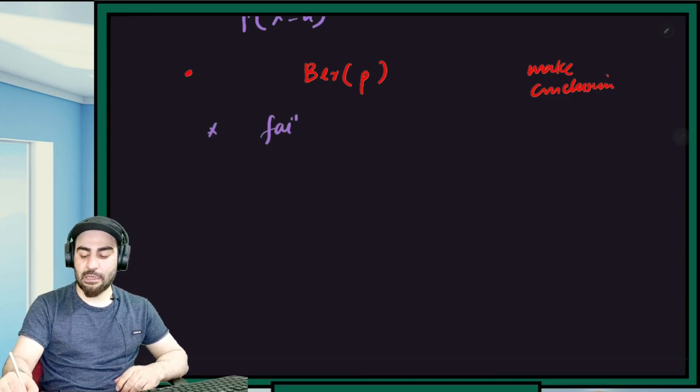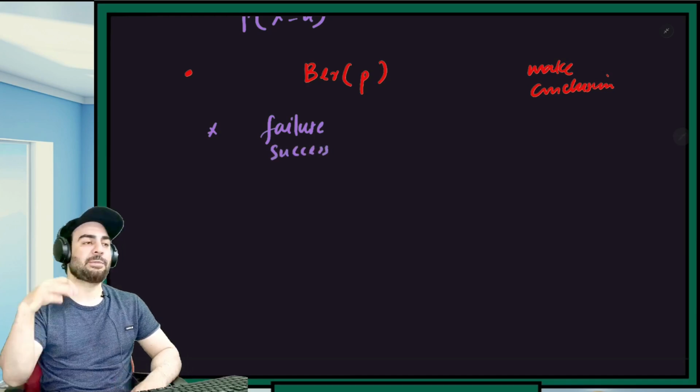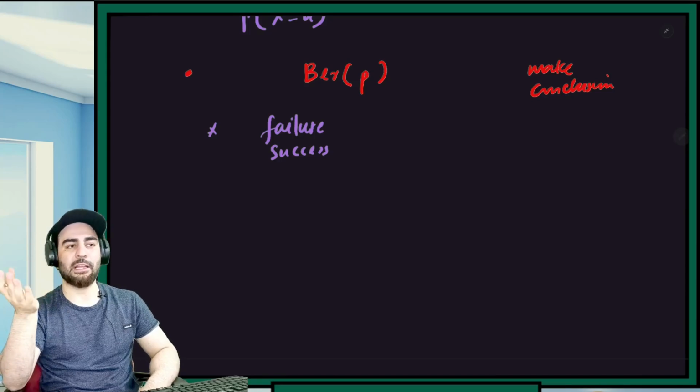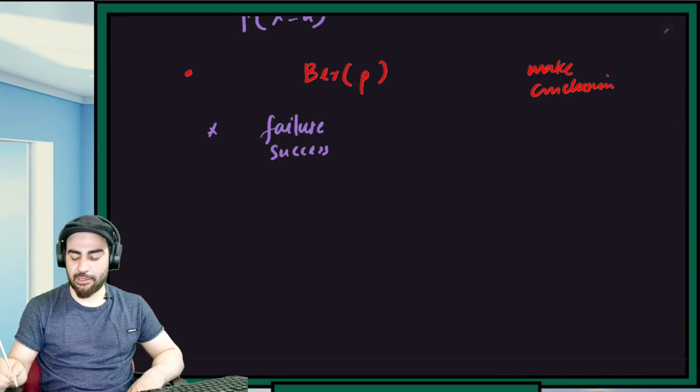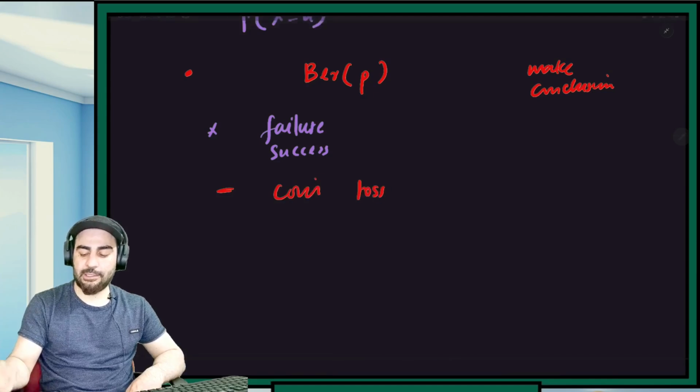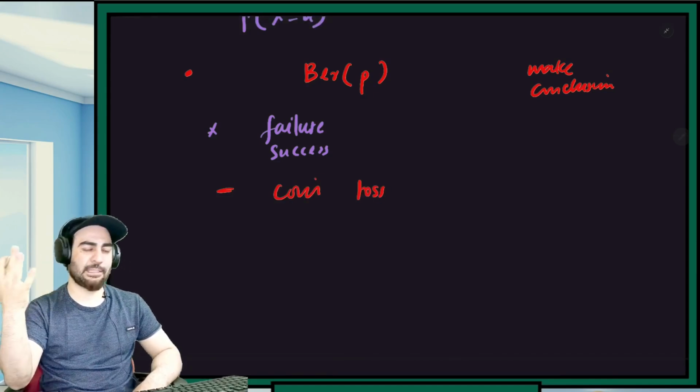So I said one important thing that you will keep on seeing in life is there will be some sort of failure or success. So many of the experiments can be modeled this way. There is a thing going on, and it can be modeled: either it will be a success or it will be a failure. One example I gave is coin toss. Say head is success and tails is failure.